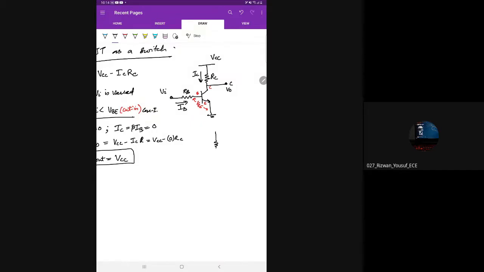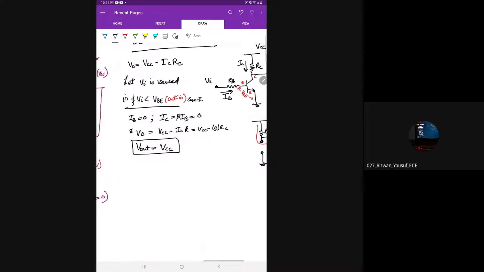Why? Because this transistor is off. It is like this: you have V output here, this is VCC. Since the terminal is floating, it is not latched to ground, so all the voltage will appear across the output terminal.